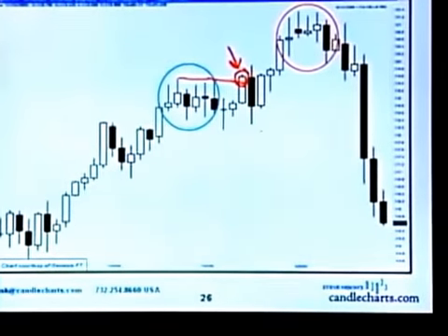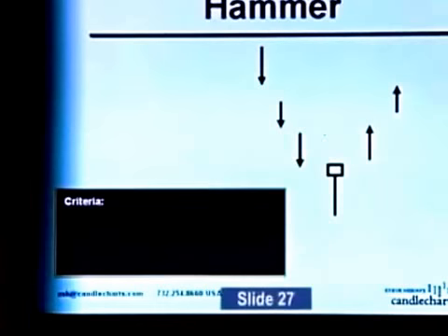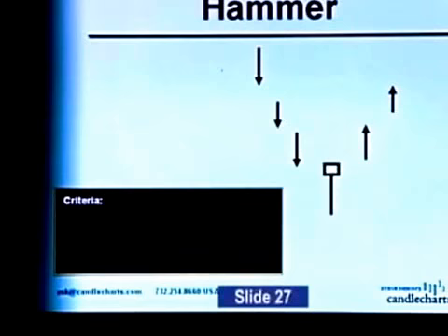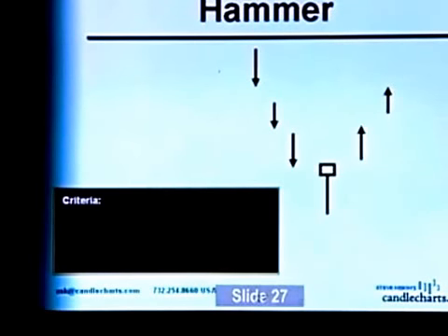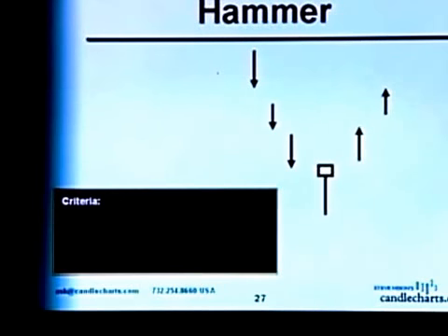Now, I had mentioned before that single shadows aren't normally important. The exception is the hammer, which we'll look at now, and the shooting star. And the hammer is a bottom reversal signal. And this is the same in Forex and non-Forex. And these are your criteria.